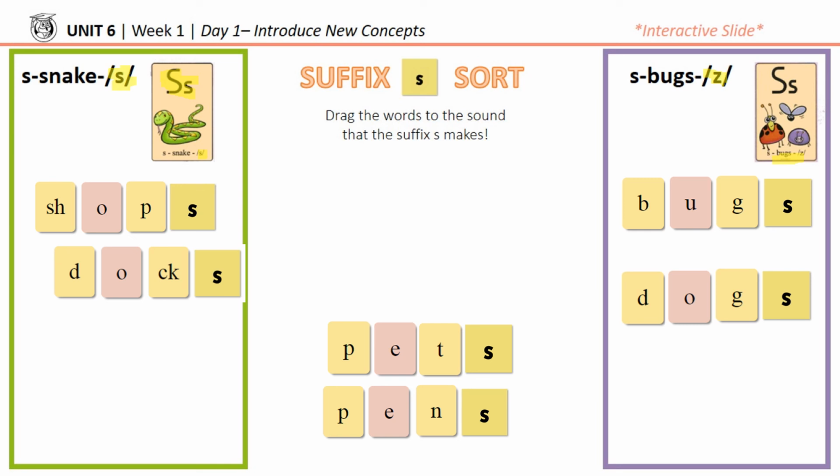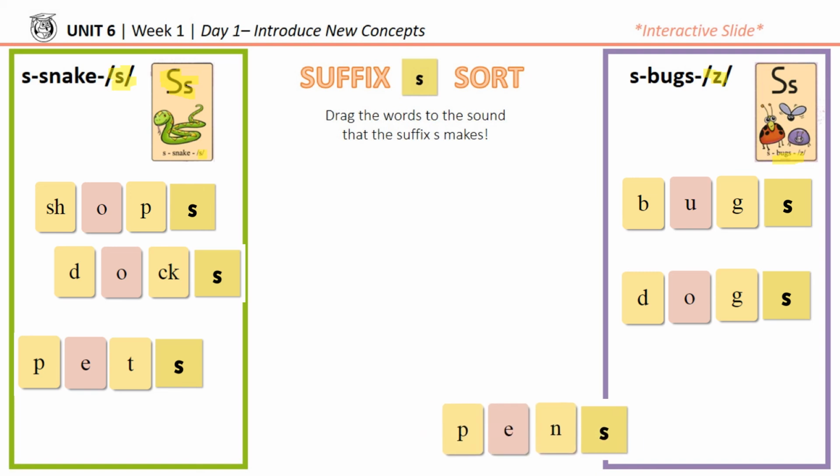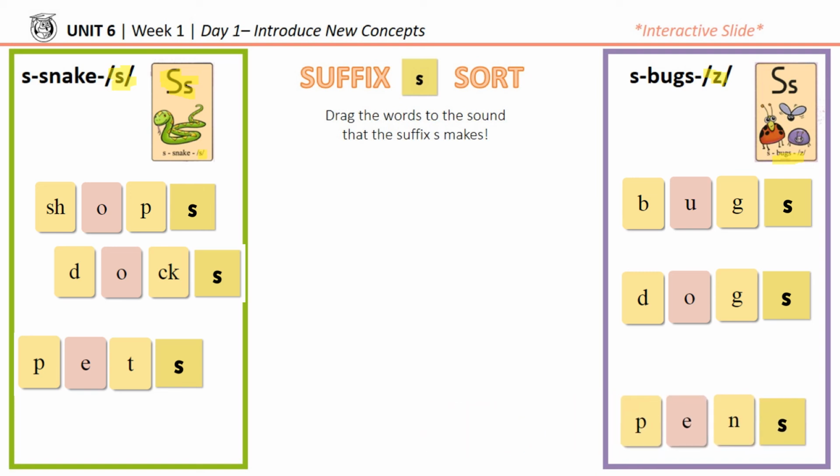Let's take a look at the word pets. Pets. Did you say put it with the s as in snake? Then you would be correct. Now the last word, pens. Pens. Yes, we will put pens over here with the suffix s that makes the z sound. So shops, docks, and pets belong with the s as in snake. But bugs, dogs, and pens, they all belong with the s that makes the z sound.